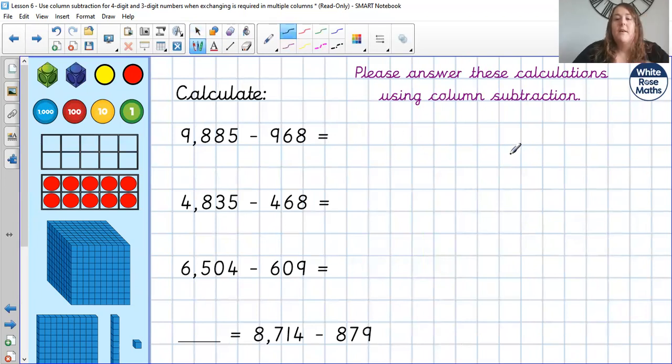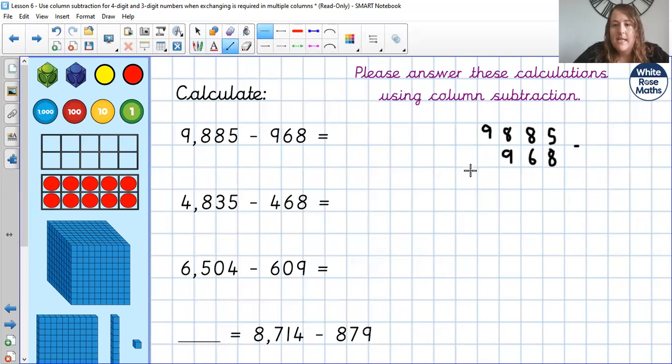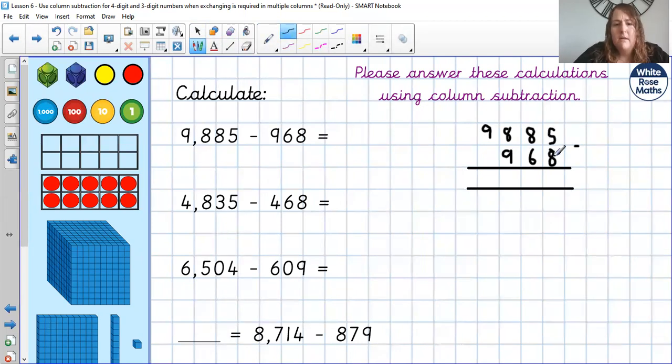Okay, starting off then, we have 9,885, and I am subtracting 968. Again, I've made sure when I've lined those up, the ones are with the ones, the tens are with the tens, and the hundreds are with the hundreds. Okay, so let's start off in our ones column. 5 take away 8, can't do that.